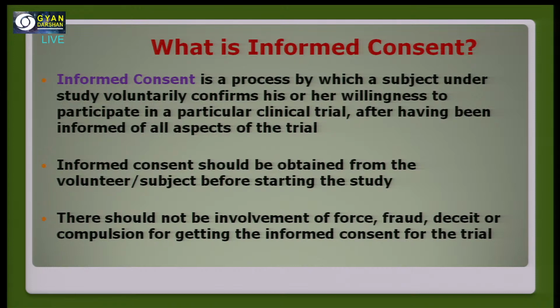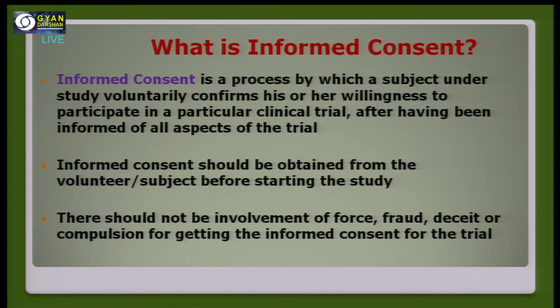But then he has to be informed of all aspects of the trial, that is, all the positive and negative aspects. Informed consent should be obtained from the volunteer or the subject, the person on whom we are going to do the research or study. That person should sign a document saying that yes, I am informed of all the positive and the negative aspects and I give my consent to be a volunteer for this particular research study. So, there should not be any involvement of force. Any researcher doing the study should not forcibly force anybody to be a party to that research. There should not be any fraud, any deceit, or any compulsion for getting the consent form signed by the volunteer for the research trial.